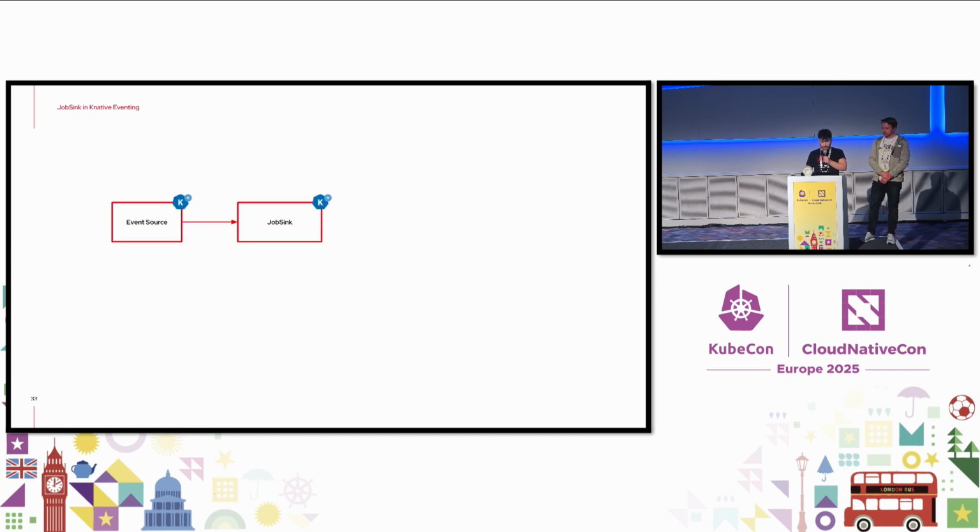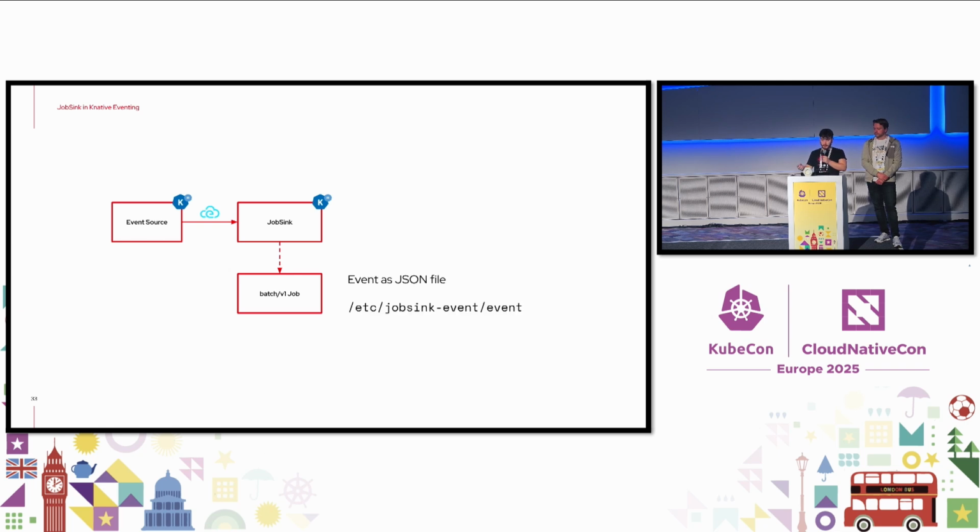So the idea is that I have an event source, so you can use whatever source you're using, and as we discussed earlier, this can come from any system. When the event comes into JobSink, what we do is create a job for you, and the event is mounted on the file system on that path, so you can read that event as JSON and then do your processing. And this can take as long as you need it to.